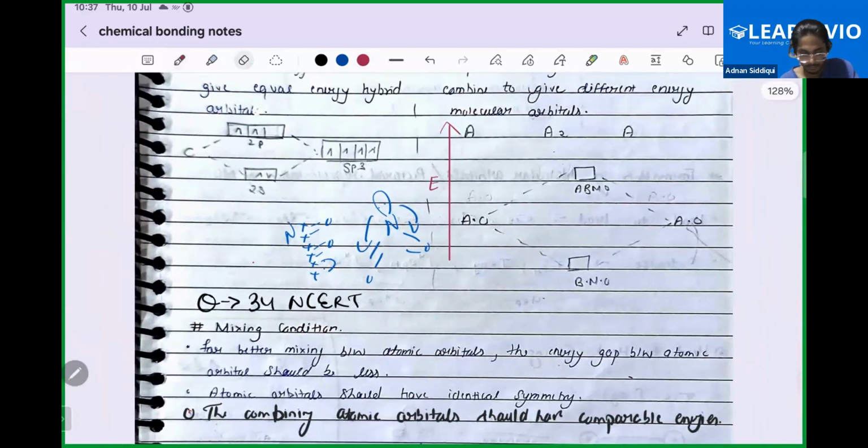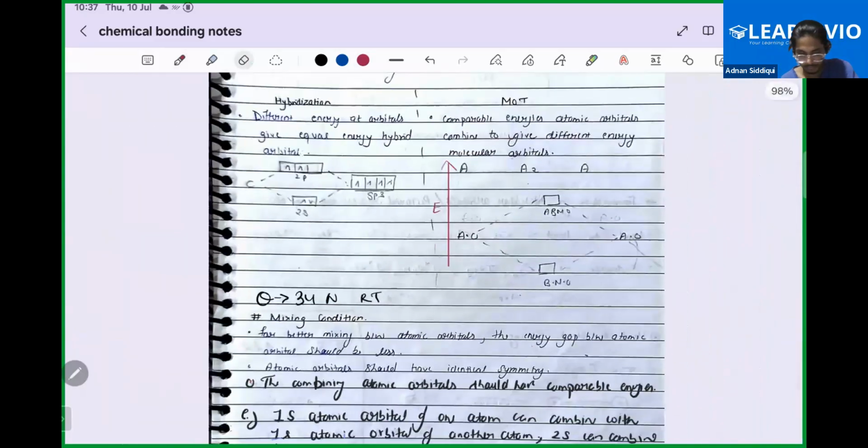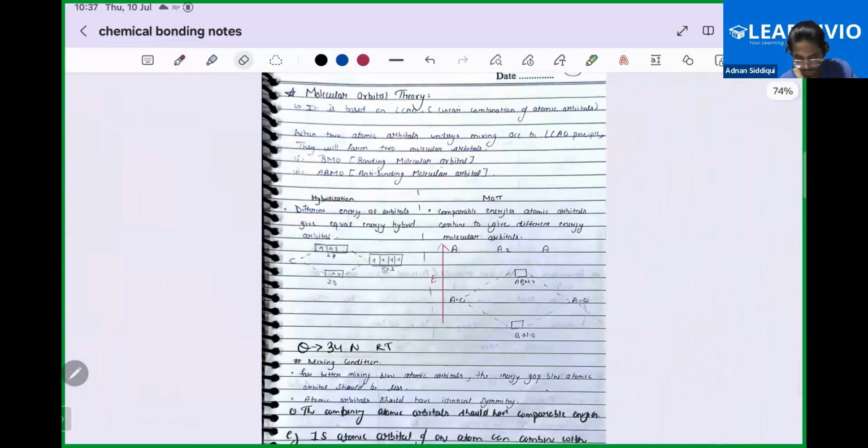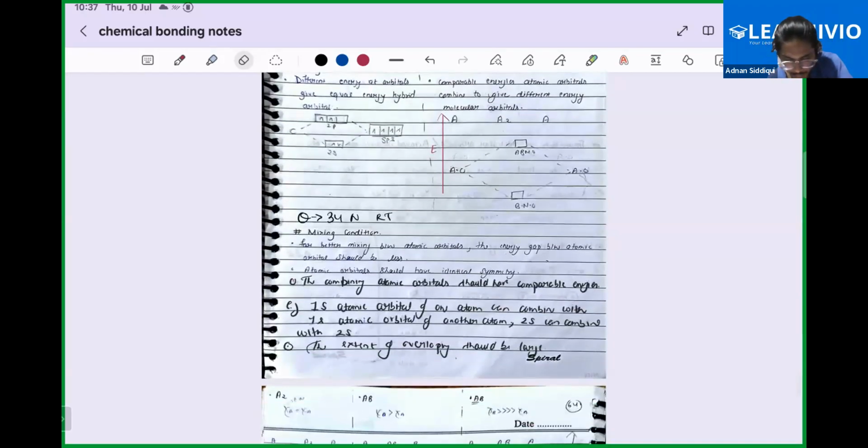Just a minute. Just be on this page for a minute. Can you go down?